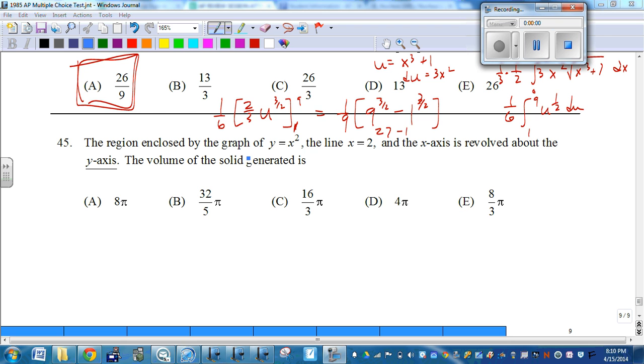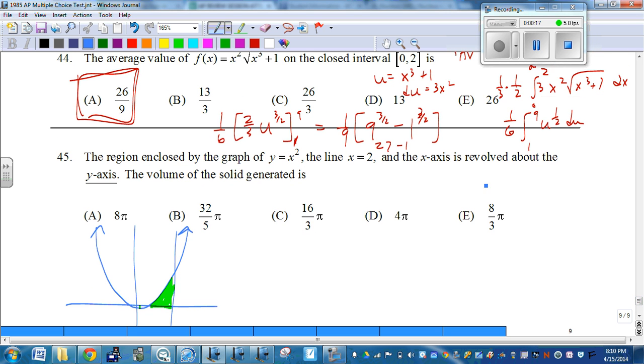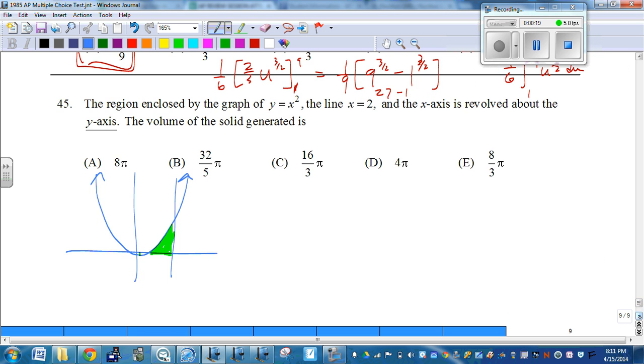All right, region enclosed by the graph y equals x squared and x equals 2, so we can graph that pretty easily. X equals 2. So we're looking at this region right here, and this should go back to 0. And the x-axis revolves about the y-axis, so it's going around the y-axis.